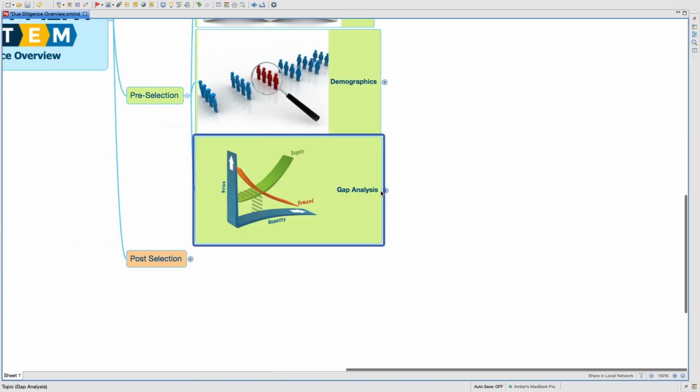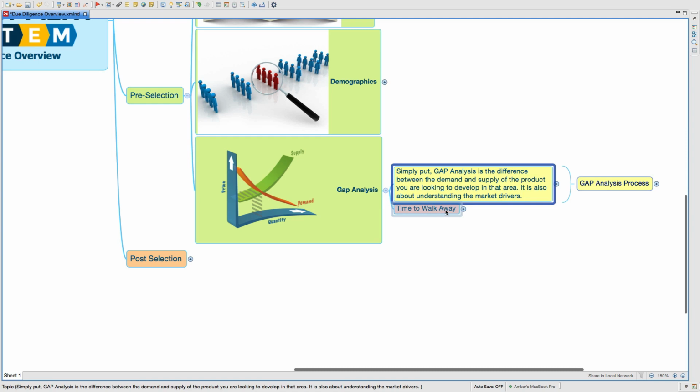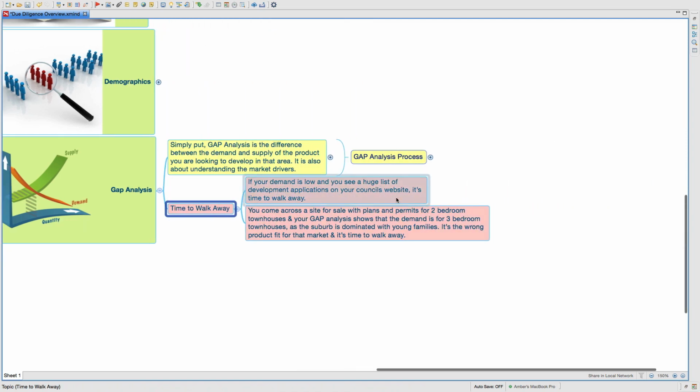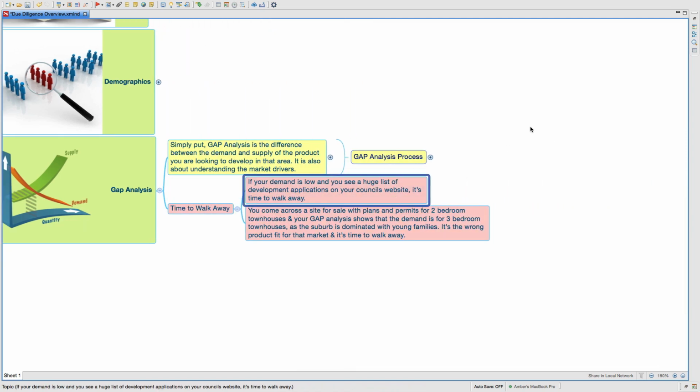Time to walk away. If your demand is low and you see a huge list of development applications on your council's website, it's time to walk away. You come across a site for sale with plans and permits for 2-bedroom townhouses, and your gap analysis shows that the demand is for 3-bedroom townhouses as the suburb is dominated with young families. It's the wrong product fit for that market, and it's time to walk away.